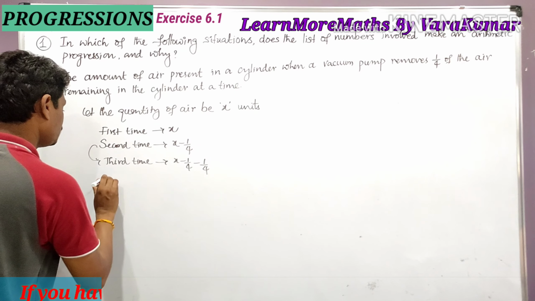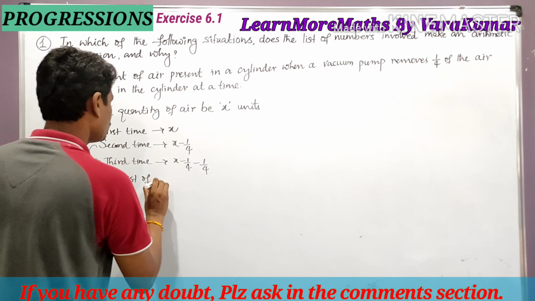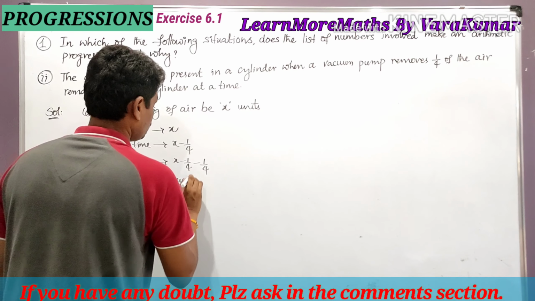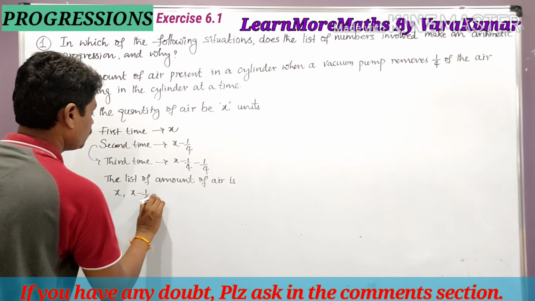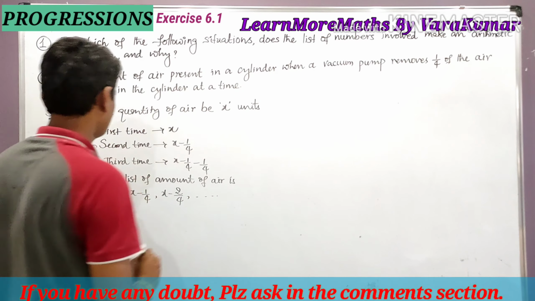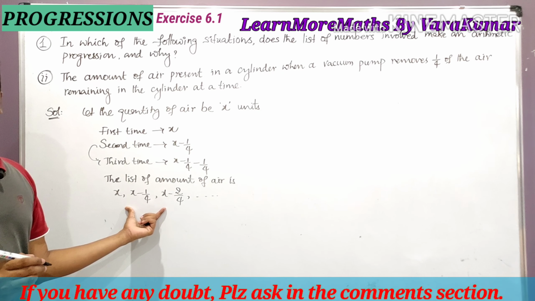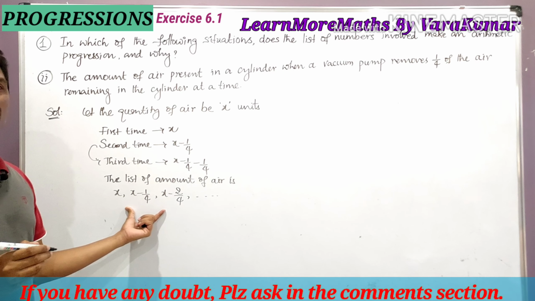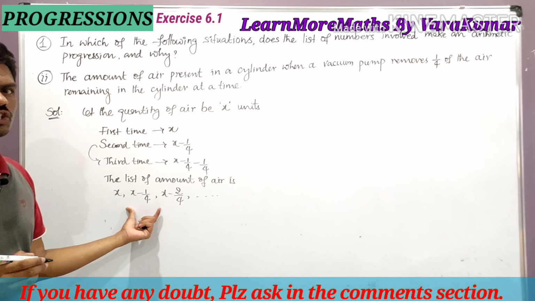So the list of the amount of air is X, comma, X minus 1/4, comma, X minus 2/4, comma, and so on. So here, whether the list of amount of air forms an AP or not, we have to check. By finding the common difference of successive terms, we can decide whether it forms an arithmetic progression or not.